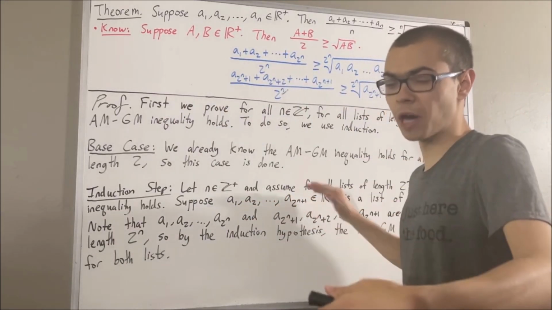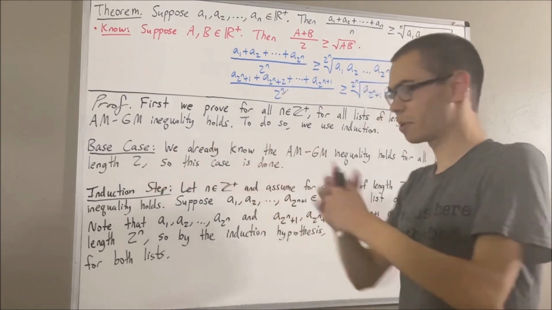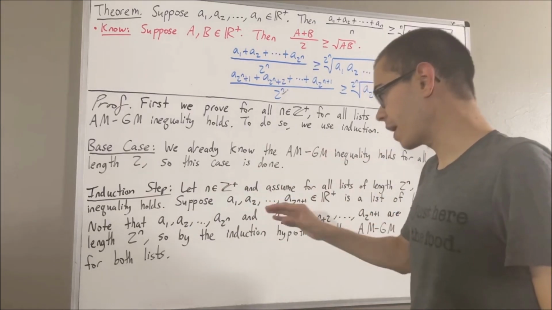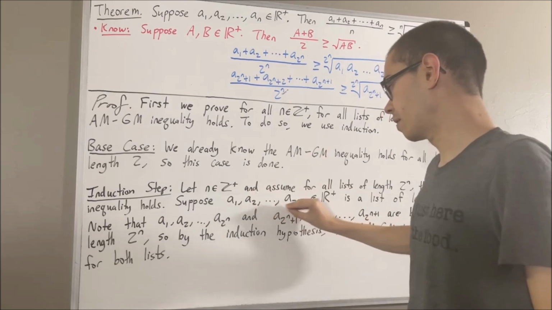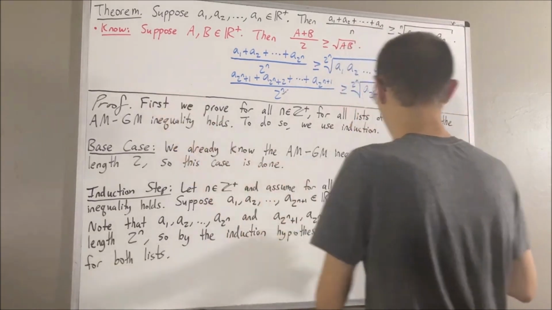So now, we want to show that the AMGM inequality holds for the list we have here, which is of length 2 to the power of n plus 1. If we can show that, that will complete the induction step. So, to show that, let me write out the arithmetic mean of this sequence. Since we're running out of room, I'm just going to move back up to the top.